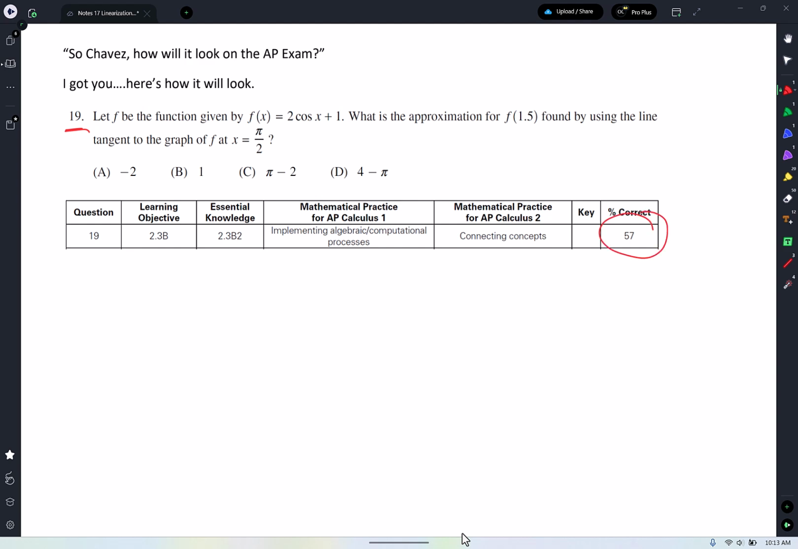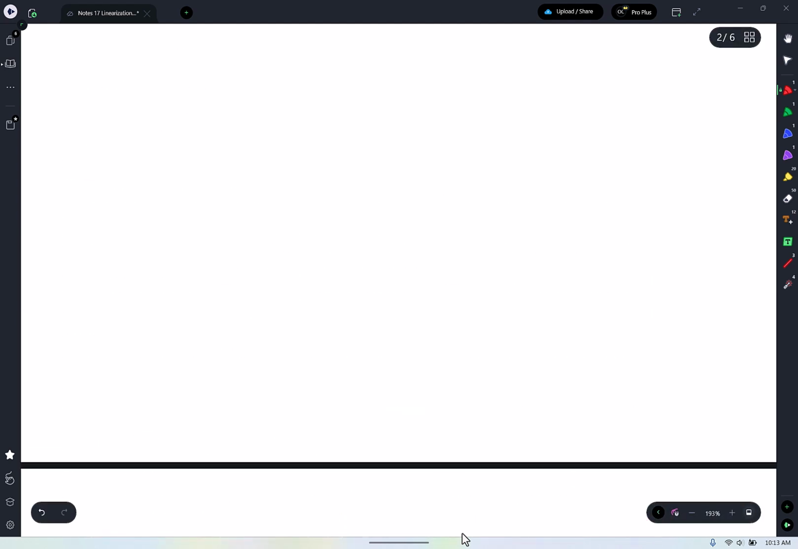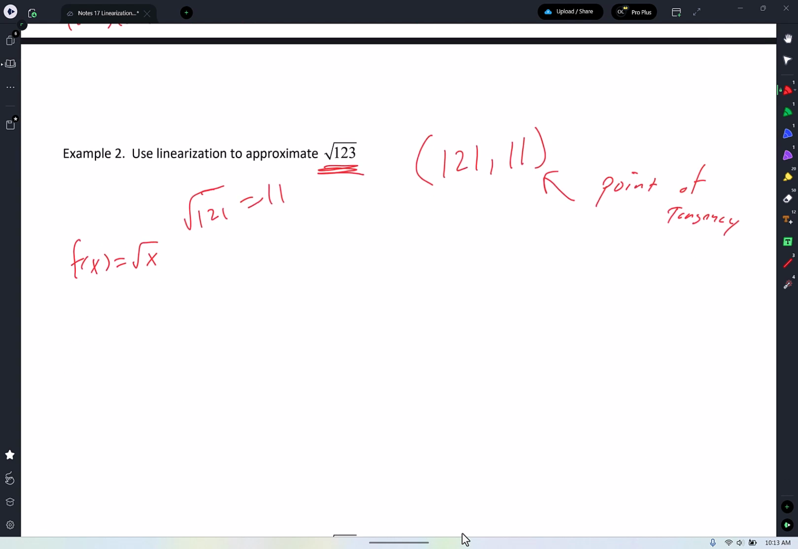And 57% of the population got it correct. But we're getting ahead of ourselves. Let's practice really quick, guys. All right, so here we go.